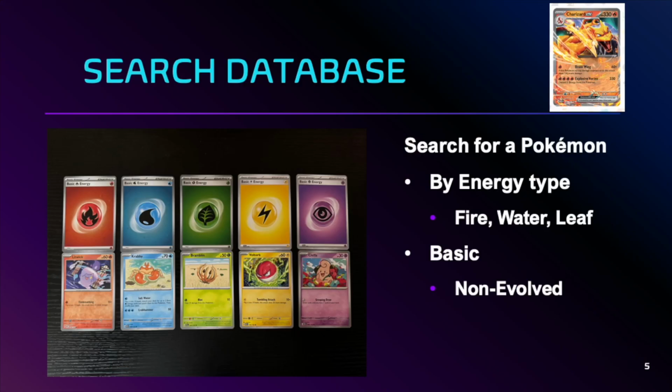So users of our database, they'll be able to upload all of their cards from their collection. And then let's say that user is building a deck for a competition and they need to find a leaf type basic non-evolved Pokemon to complete their deck. That user's going to be able to just perform a search where they look up the energy type they're looking for, so leaf in this case, and then non-evolved. It's going to simplify the process really, really good.